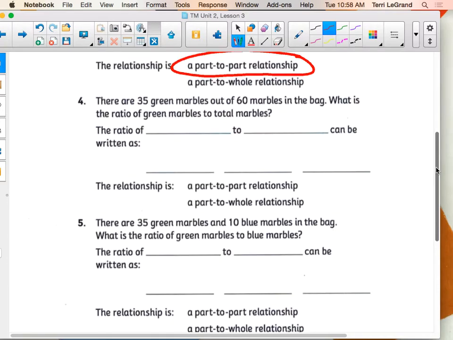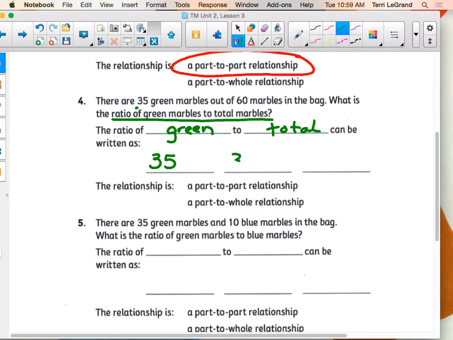Let's quickly do these last two so that we can move on and get time to do the last page that we have. We have a ratio of green marbles to total marbles. So I'll just let you write, we may not have enough room to write the marbles in there, so let's just say green to total. How appropriate, I'm using a green marker, huh? Okay. So what are we gonna write? Which one comes first every time?